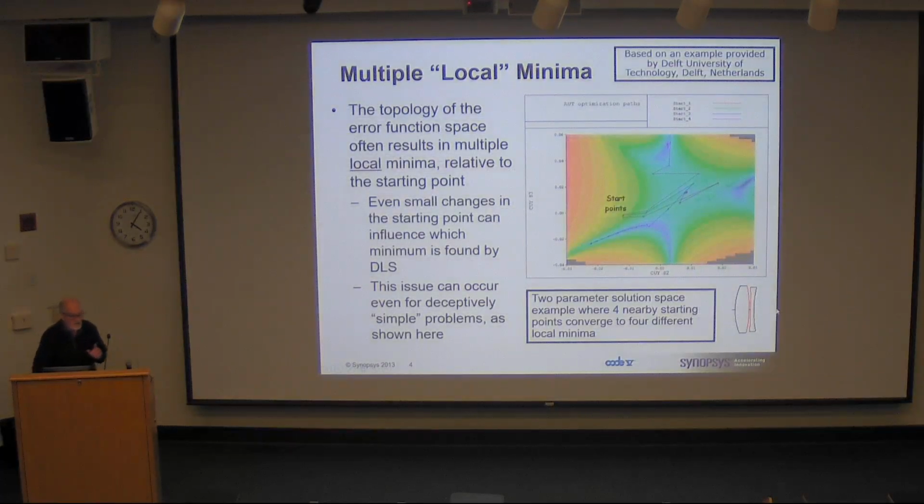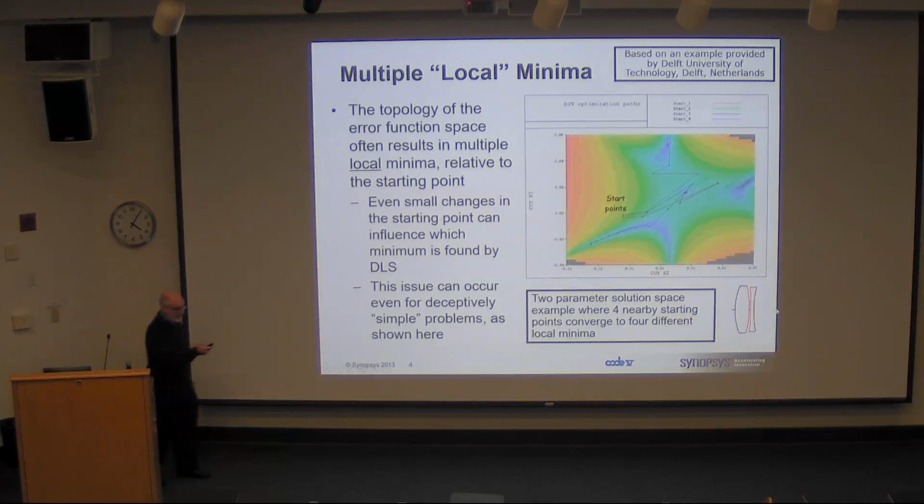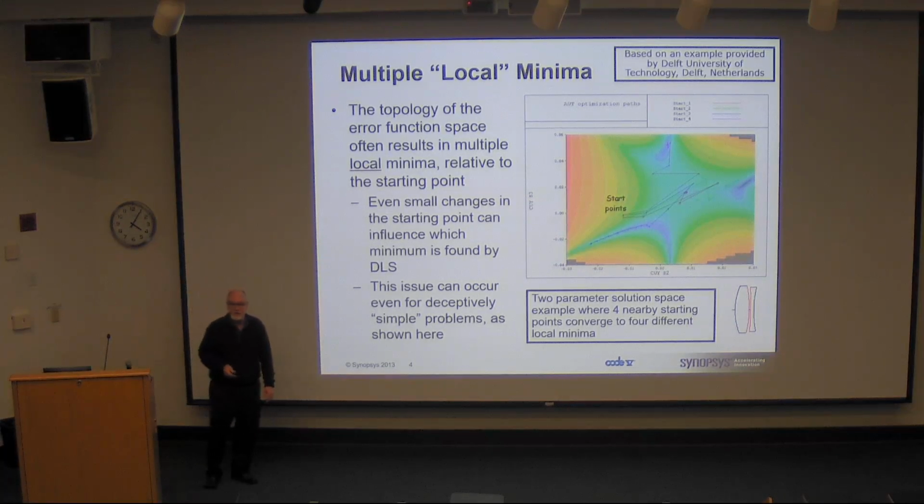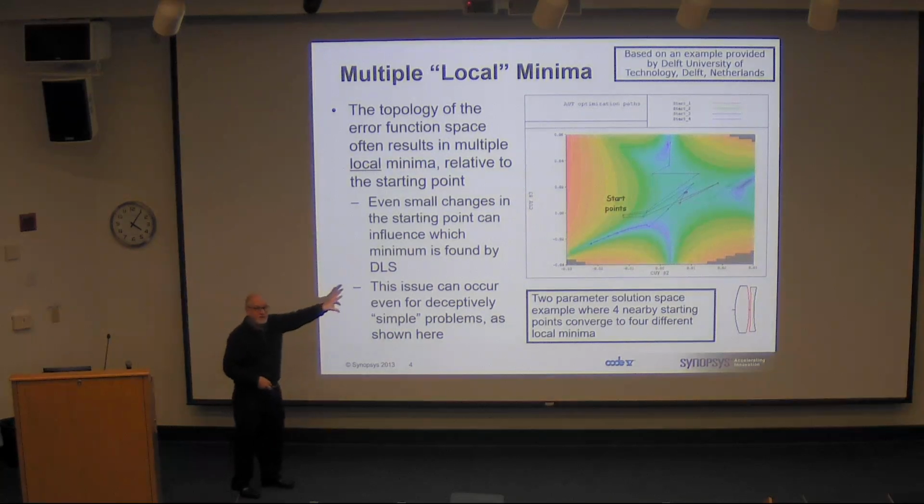So this is a classic two-dimensional problem, which means we can plot out the error function space. I've got an error space doublet. The two red curvatures are variable, and I can plot how the error function, which is based on spot size, changes as I change the curvature of surface 2 and the curvature of surface 3. This is a really interesting example that was provided to us from Delft University.